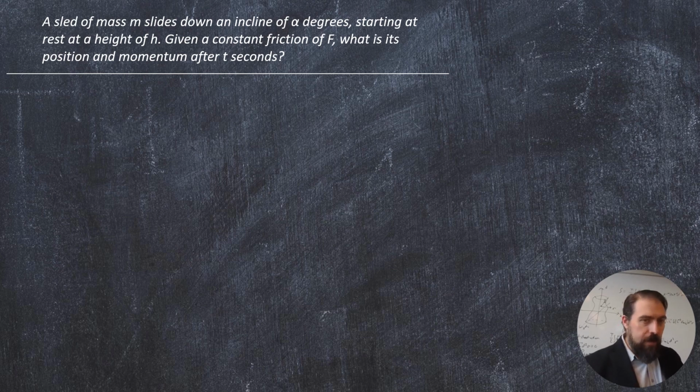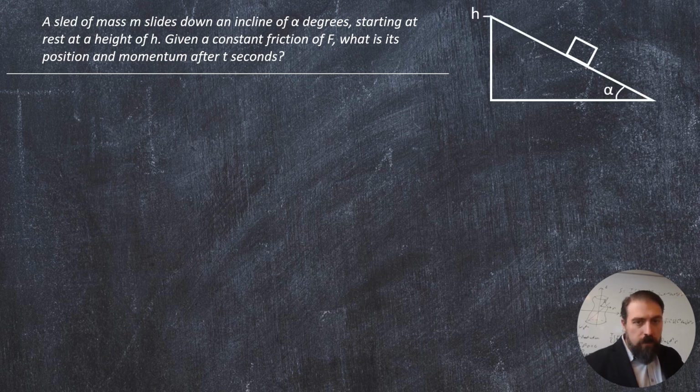A sled of mass m slides down an incline of alpha degrees, starting at rest at a height of h. Given a constant friction of f, what is its position and momentum after t seconds? So, simple enough a problem. We have a slope, we have a little block there, we have alpha degrees, and the h is the height over here.